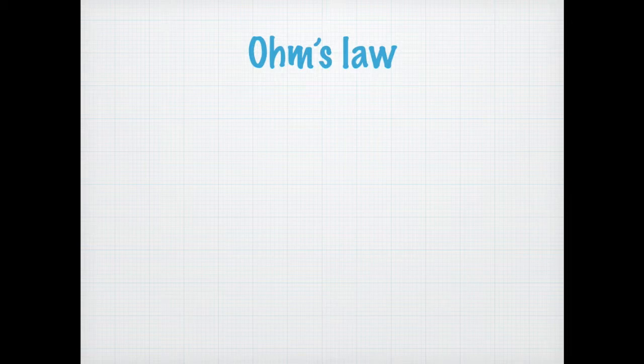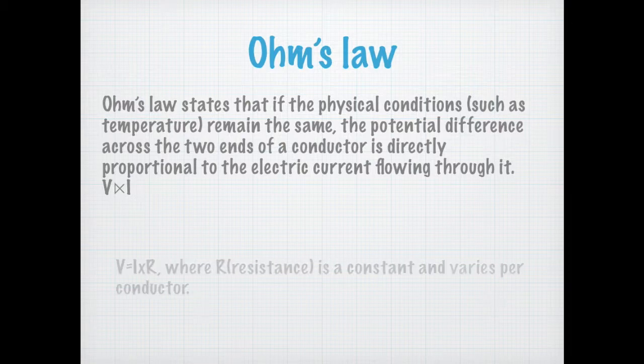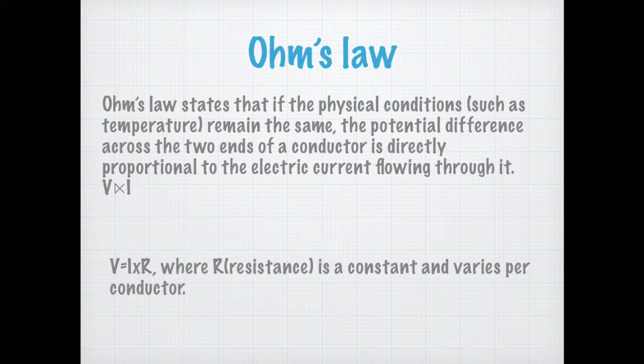So Ohm's law states that if the physical conditions of a circuit remain the same, physical conditions I mean like temperature, the potential difference across two ends of a conductor is directly proportional to the electric current flowing through it. V is directly proportional to I, just remember that. And V is equal to I times R, where R is resistance, which is a constant and varies per conductor.